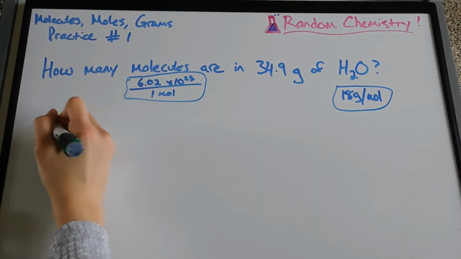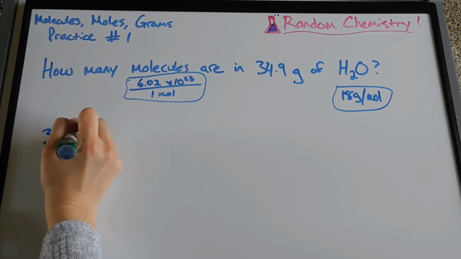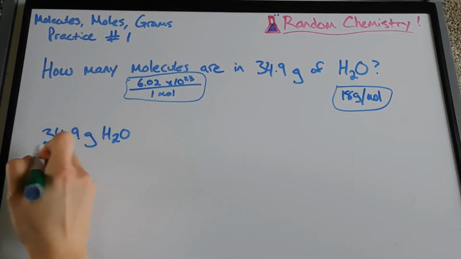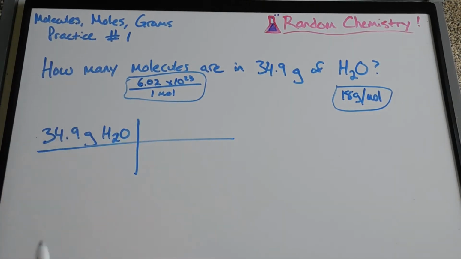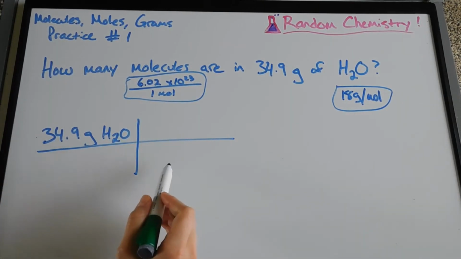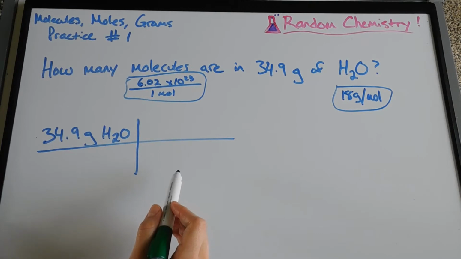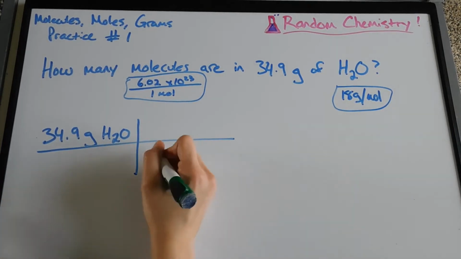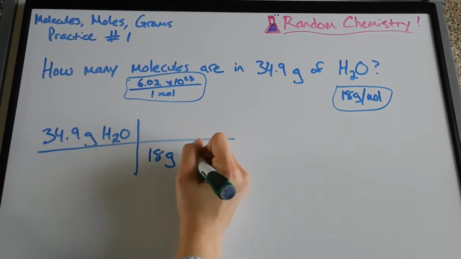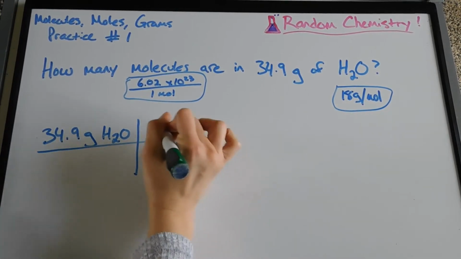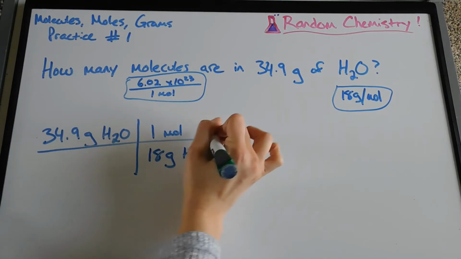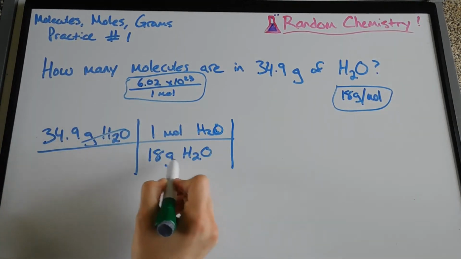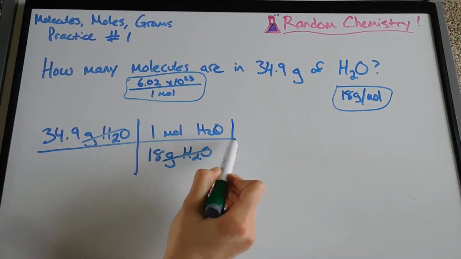So we need to start with what we're given. 34.9 grams of H2O. So we have grams of H2O. If we have it on top, we need it on bottom. So we're going to use our molar mass as a conversion factor, which is 18 grams per 1 mole. So 18 grams of H2O for every 1 mole of H2O. Grams cancel, and I'm left with moles.